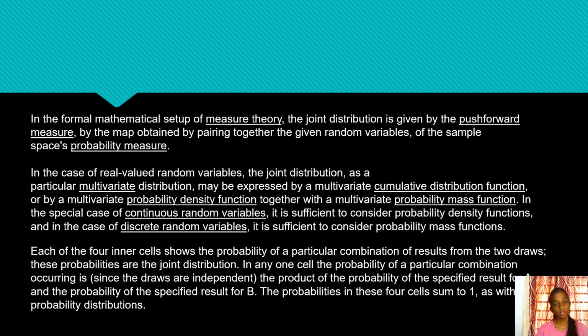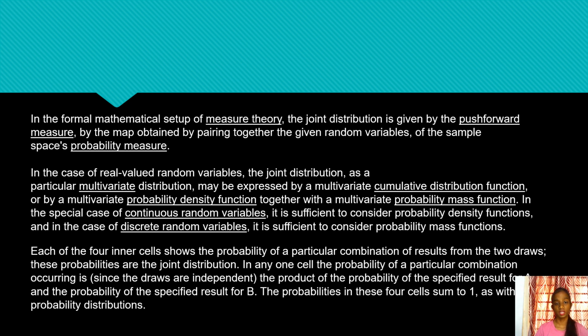In case of real valued random variables, the joint distribution, as a particular multivariate distribution, may be expressed by multivariate cumulative distribution functions, or by multivariate probability density functions together with multivariate probability mass functions. In the special case of continuous random variables, it is sufficient to consider the probability density functions, and in case of discrete random variables, it is sufficient to consider the probability mass functions.